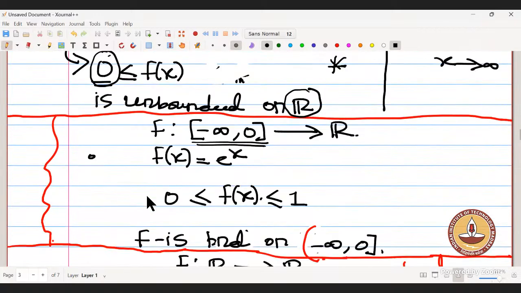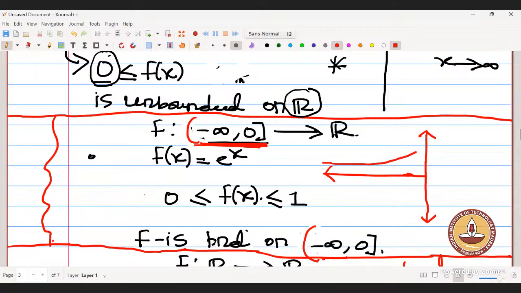Now what I am doing here, I am considering the same function with respect to, again, I made a mistake here. So I am considering this as a function from minus infinity to 0, so here instead of R, my domain is different, right? If I consider my function with respect to this domain, what will be the graph of this function? So this is the domain, minus infinity to zero.